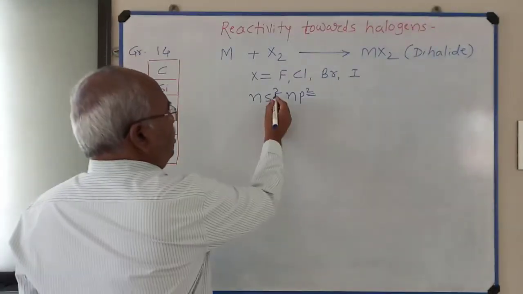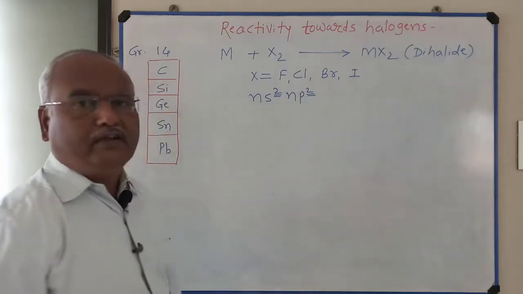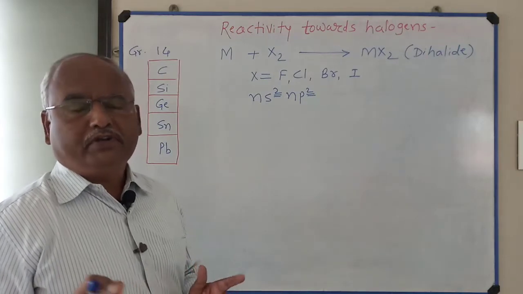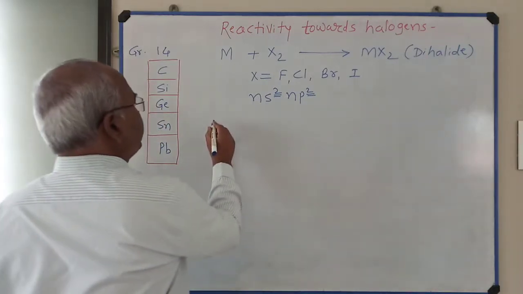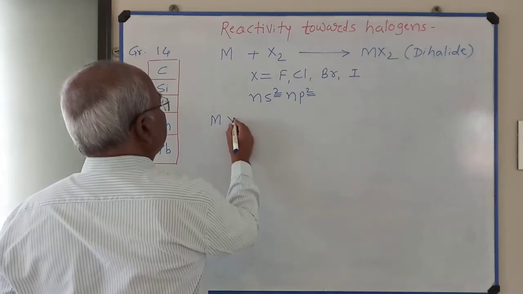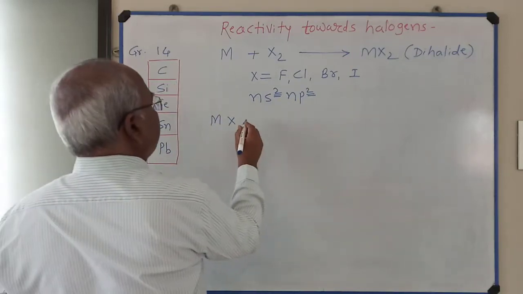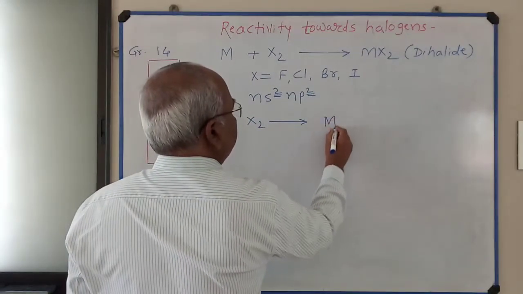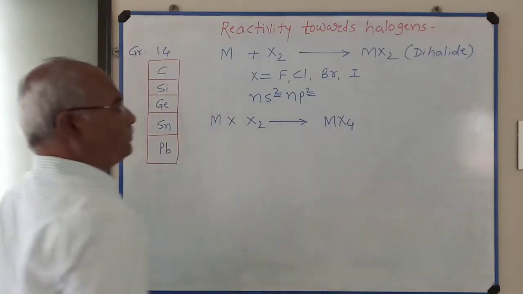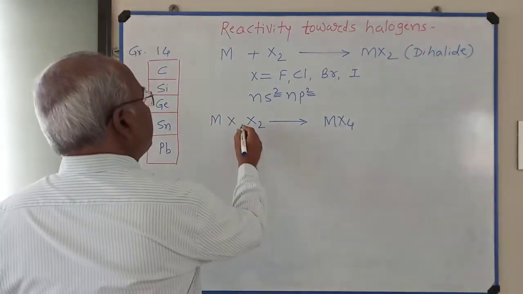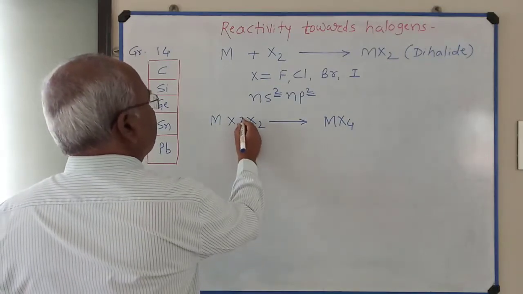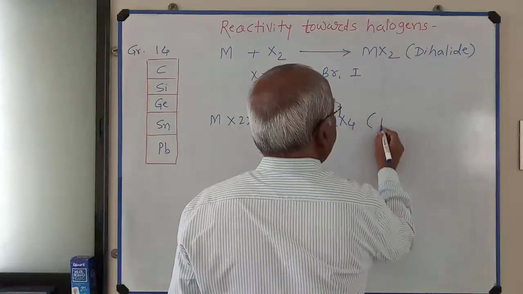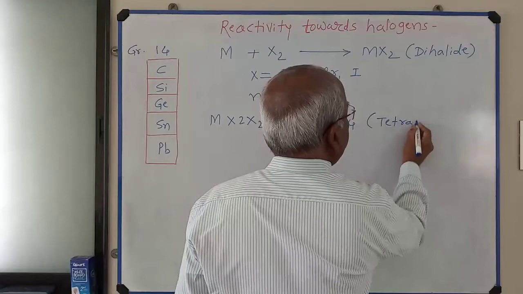When all the 4 electrons of the valence shell take part in bonding, they form tetrahalide. So I write the reaction here. Metal M or these elements combine with halogen to give tetrahalide MX4. Here I balance this reaction: 2X2, now it is balanced. So this is tetrahalide.